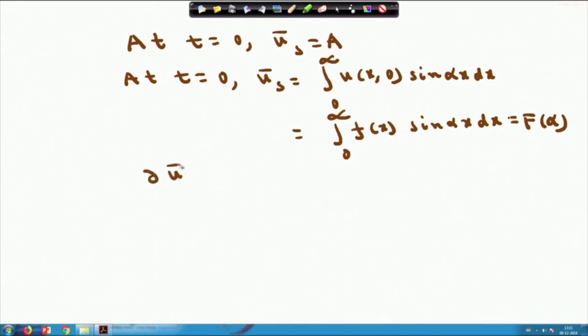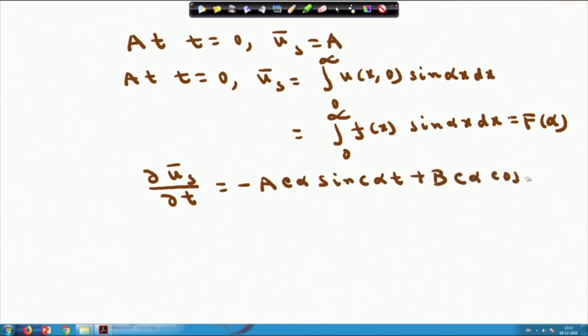Also, del u bar s del t, you can write down as minus a into c alpha sine of c alpha t plus b c alpha into cos of c alpha t. So, once I am getting del u bar s del t, at t equals 0, what is del u bar s del t? It will be equal to, your sine term will be vanishing, that is b into c alpha.